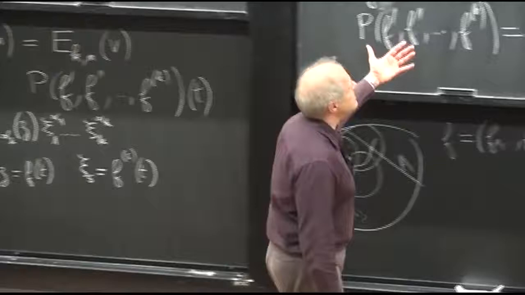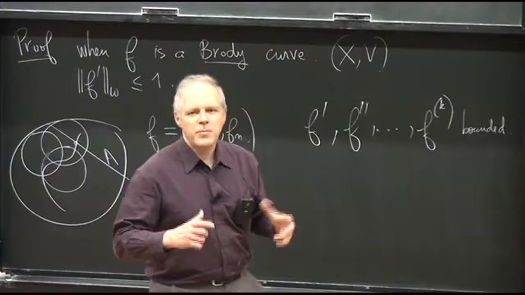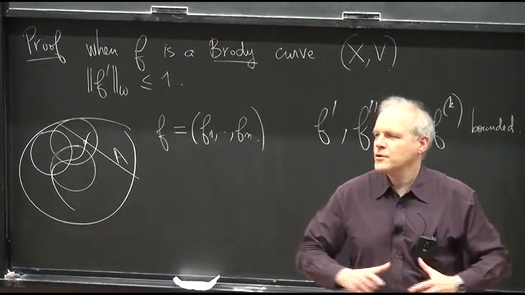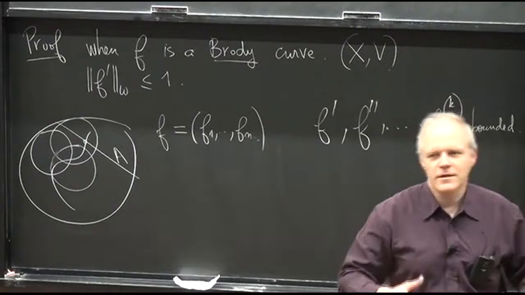In the case where you don't have a Brody curve, you may apply arguments similar to the ones used to prove the Brody lemma. So you have to reparameterize, extract disks, and then make bounds, and then apply a little bit of estimates of Nevanlinna theory, but it's not a good result.